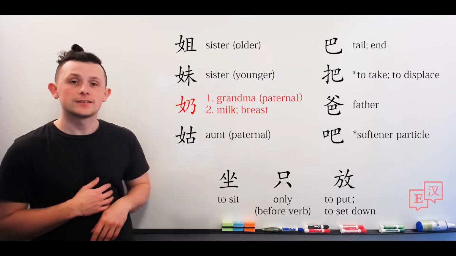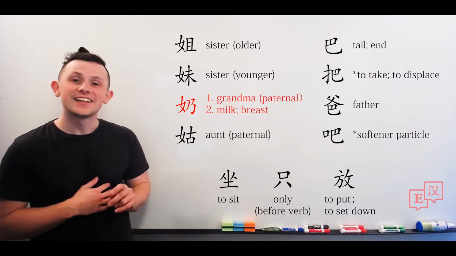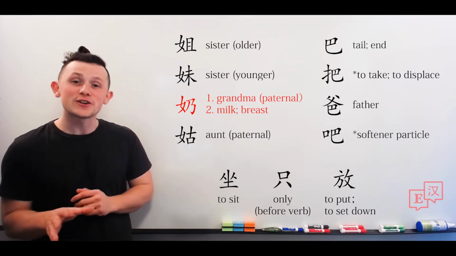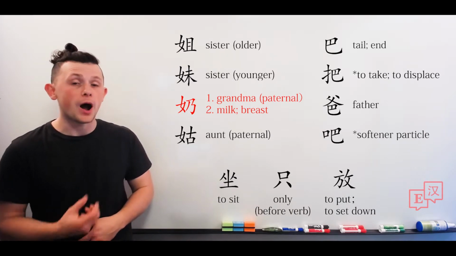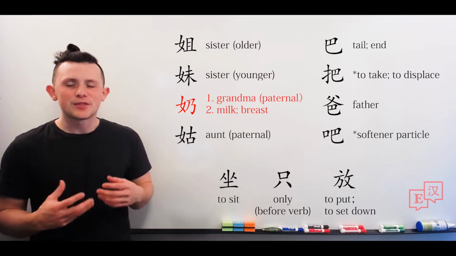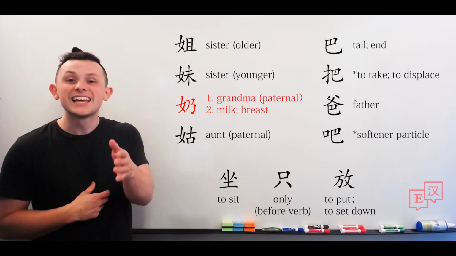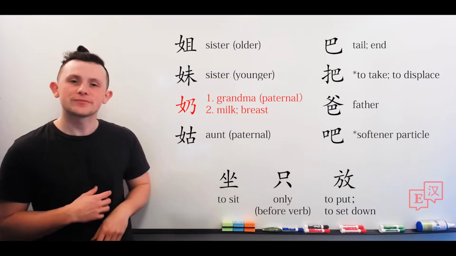Next, Nai. This character has two primary meanings. First is paternal grandmother, so your father's mom. The next is the concept of a breast or milk. Nai, like Bill Nye.